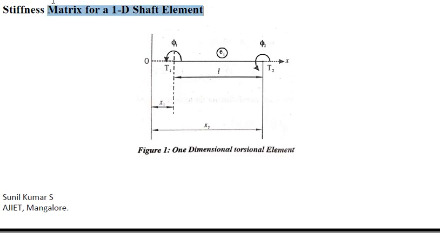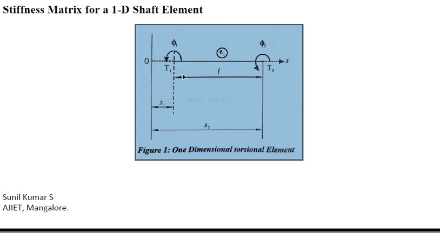Next we shall learn about the stiffness matrix of a 1D shaft element or torsional element. So this is a very important derivation which will most probably be asked in the examination. Consider the same torsional element having node 1 and node 2, with phi 1 and phi 2 as the angular rotations at node 1 and node 2. T1 and T2 are the twisting moments applied. Node 1 is at a distance x1 from the origin, node 2 at a distance x2 from the origin. So this is the element considered in global coordinates.